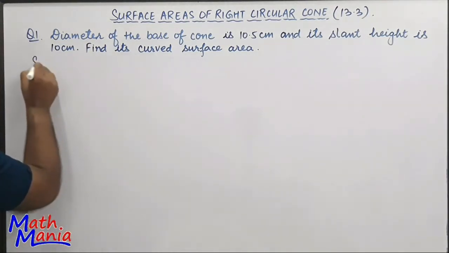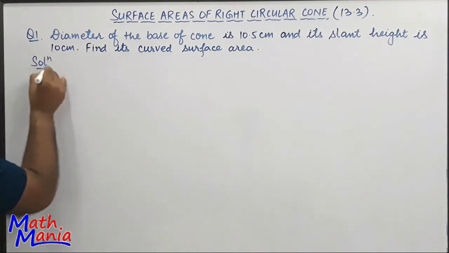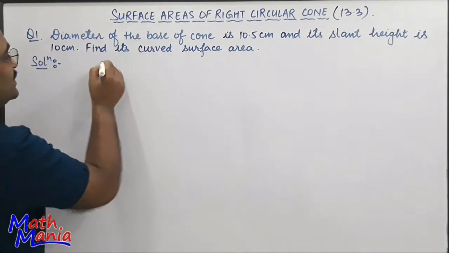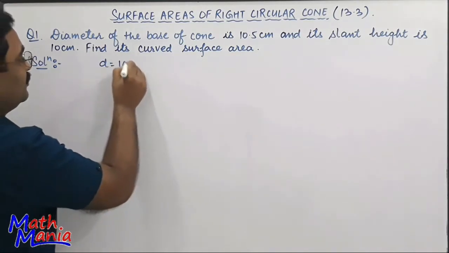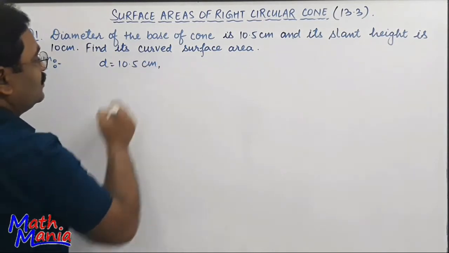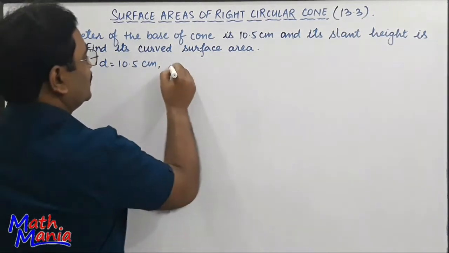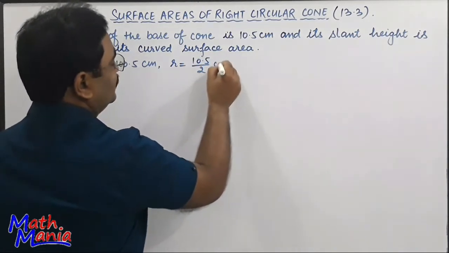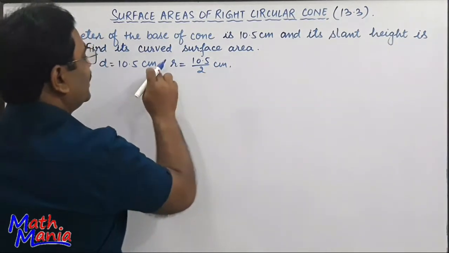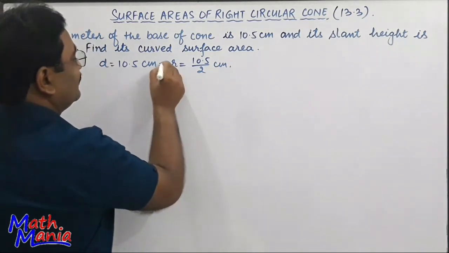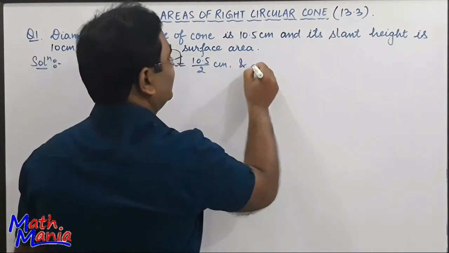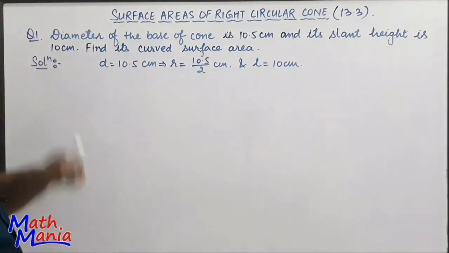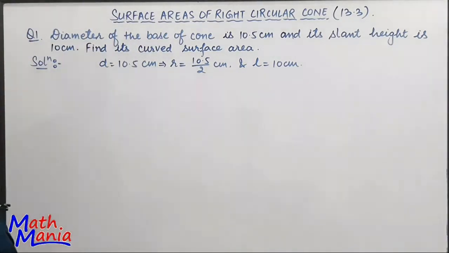In the solution, the information which is given, we have to write down. Diameter of base is given, d equals 10.5 centimeter. So as d is 10.5 centimeter, the radius of base will be half of this, 10.5 divided by 2 centimeter. Afterwards, slant height is given, which is small l, and slant height is 10 centimeter. Now it is asking to find the curved surface area of the cone.